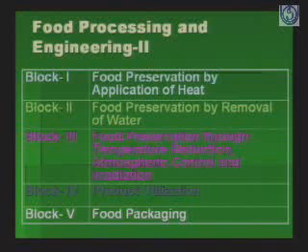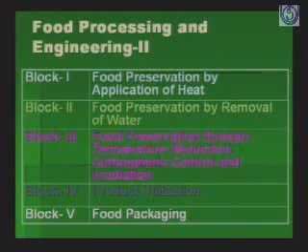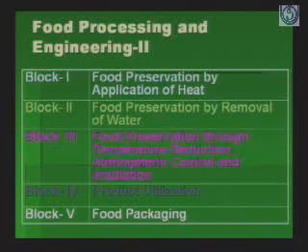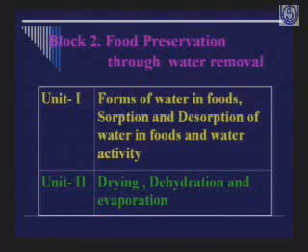Here I am not going to cover all the blocks. I am concerned only with the second block, that is, food processed by removal of water. This block contains 2 units: the forms of water, absorption and desorption of water in the food, and water activity; and the second unit covers drying, dehydration and evaporation. I will discuss both of these units in detail.